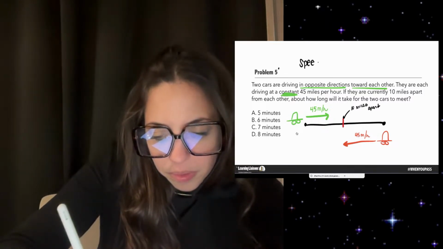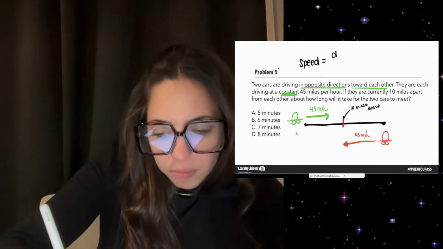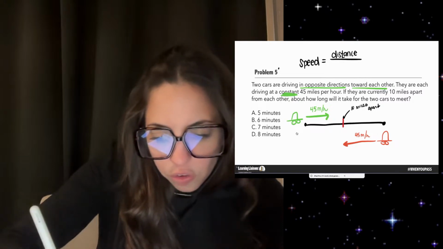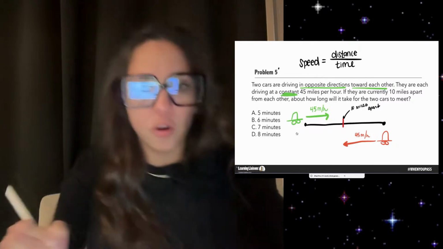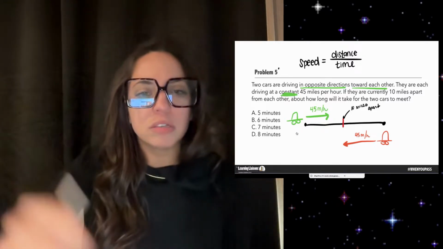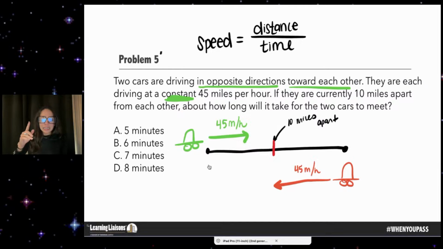So really what I can do is use my speed equals distance over time formula, and that's a good formula for most of us to know. Speed equals distance over time. I know my speed and I know my distance, but I don't know my time.